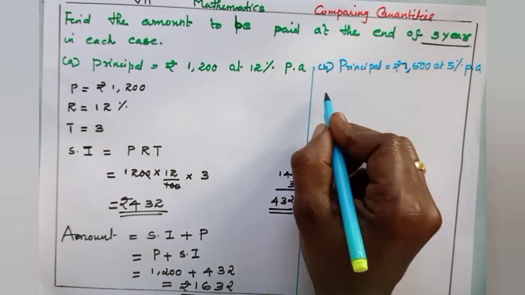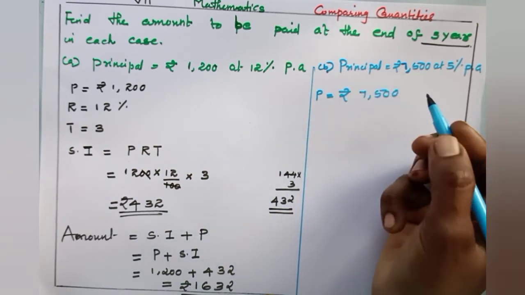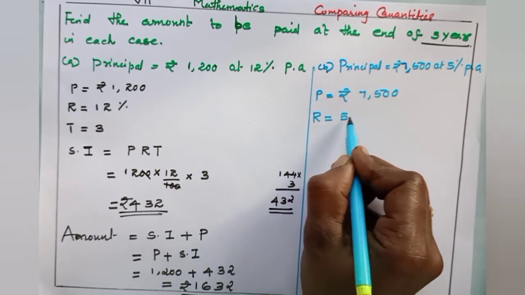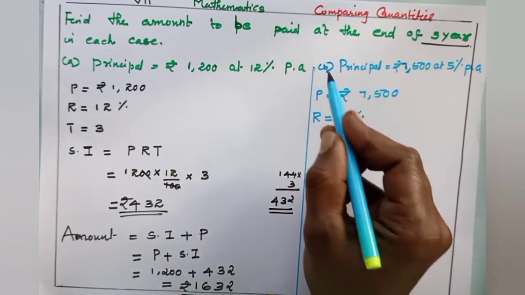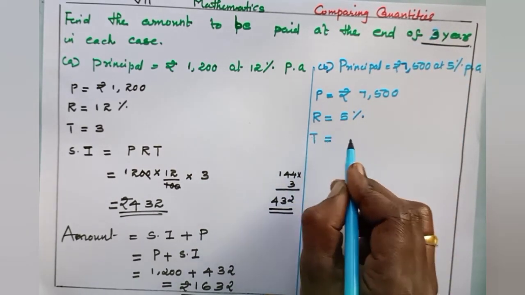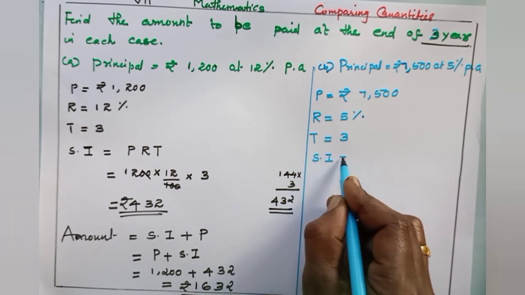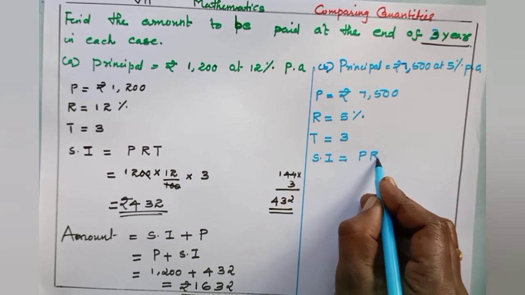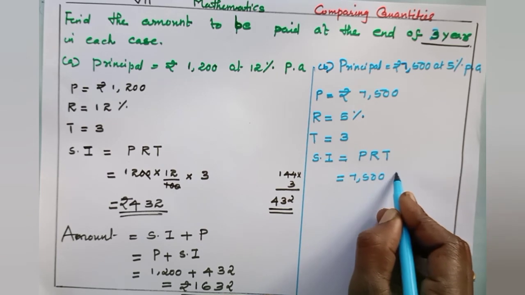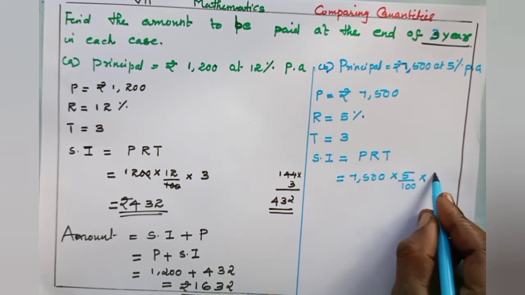Then listen to this question. Here the principal is 7,500 rupees at the rate R equal to 5% per annum, at the end of 3 years. So T, the number of years, is 3 years. So here we want to find out the simple interest, which is equal to P into R into T. PRT equals 7,500 into 5 by 100 into time, here 3 years.